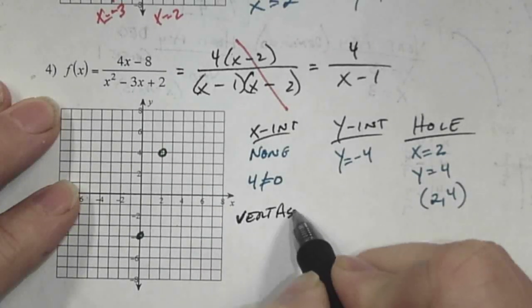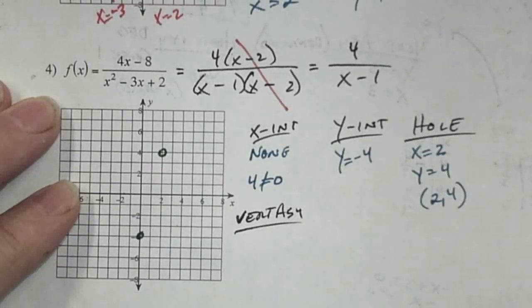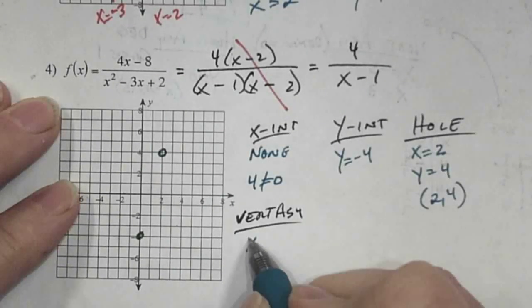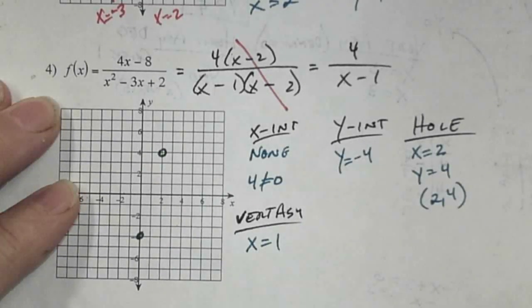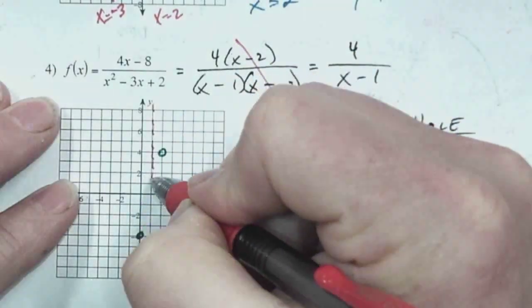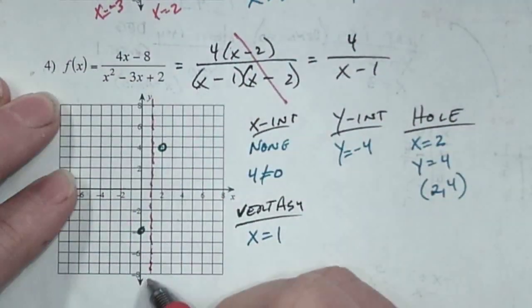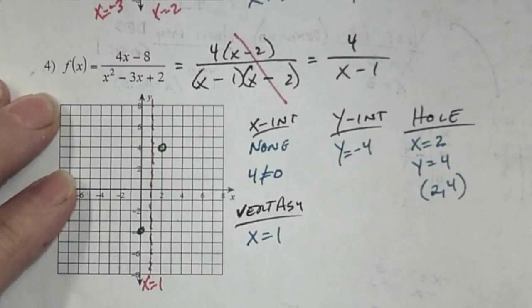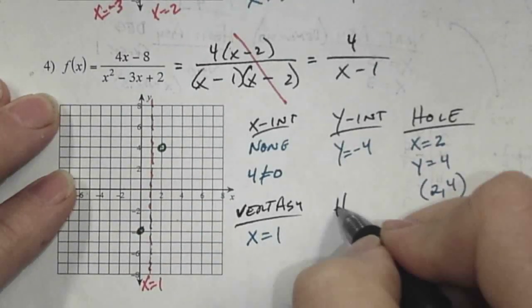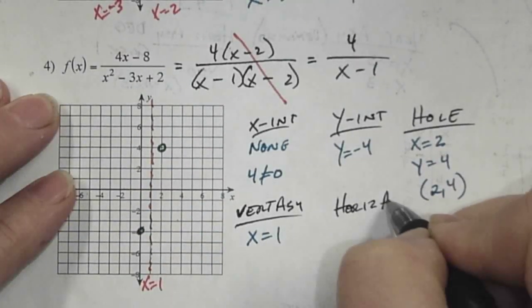Vertical asymptote. All right, this is good. So x minus 1 is 0, so x will equal 1. So we get a border right between. That's so special. And then we get the horizontal asymptote. Just so exciting.